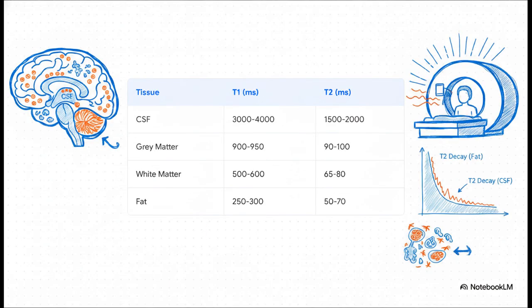Now, what's really fascinating here is how this translates to medicine. Look at these relaxation times at 1.5 Tesla. Tissues with tightly bound molecules, like fat, have very short T1 times, around 250 to 300 milliseconds.